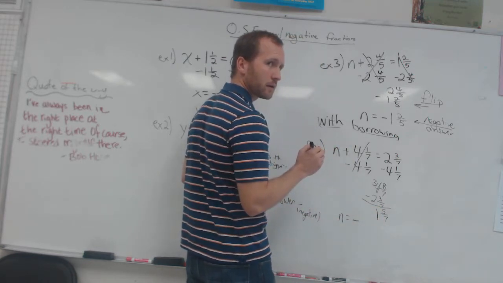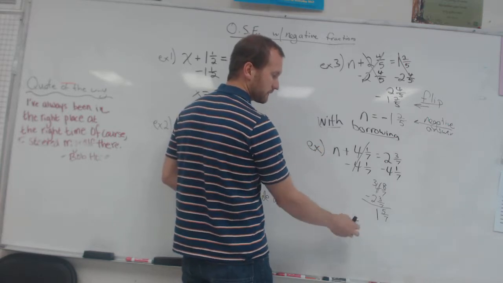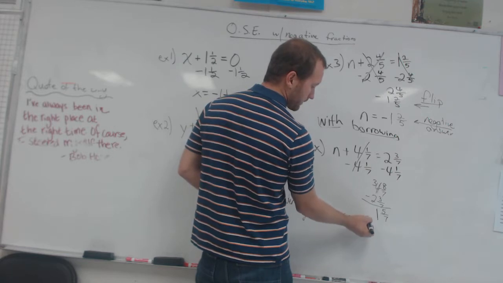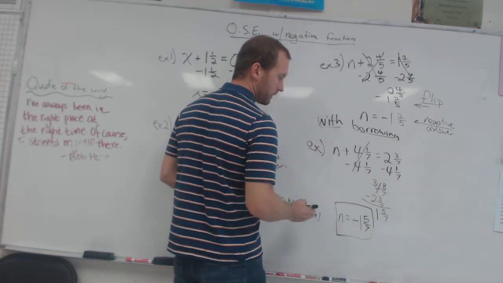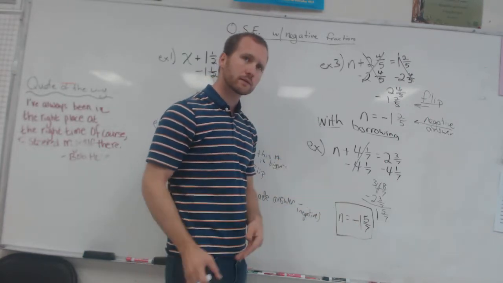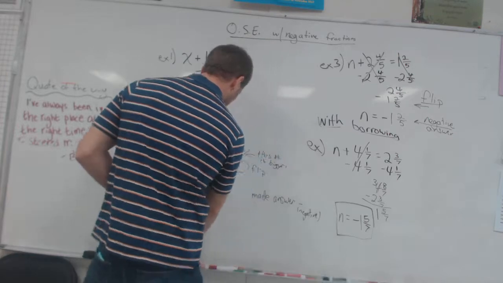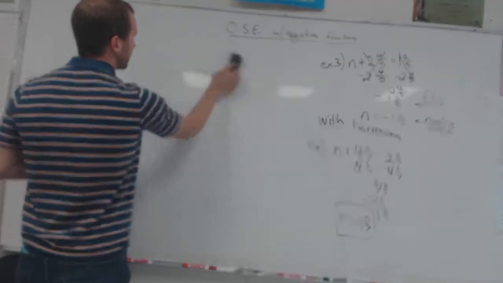Not quite. Why not? Well, because it's a negative. Don't forget when you flip it, your answer is going to be negative. So n equals -1 and 5/7. Let's do a couple more examples like that. So with borrowing.